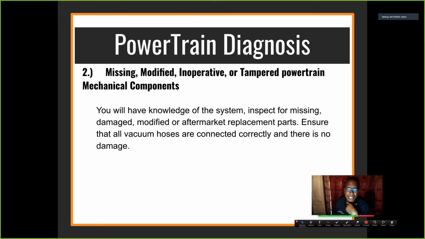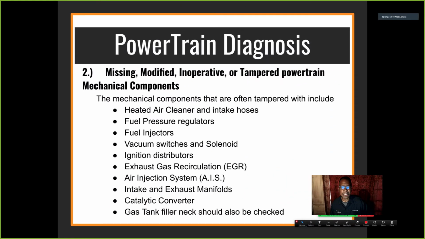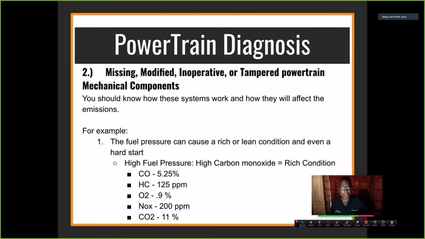You have to have knowledge of the system. Inspect for missing, damaged, modified, or aftermarket replacement parts. Ensure that all vacuum hoses are connected correctly and that there is no damage. And basically what that means is that hooking up an EGR valve wrong could cause a high emission failure, like NOx. Hooking up the EVAP wrong can cause a rich condition. Yes. So you have to understand how to read the vacuum diagram. All these things can cause emission failures.